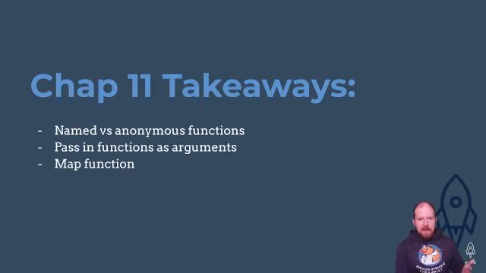So the big things: named versus anonymous functions. You can pass functions in as arguments. And then map functions. I even left recursion off of here because, again, I'm going to go over it, but if you don't get it, just don't worry about it.